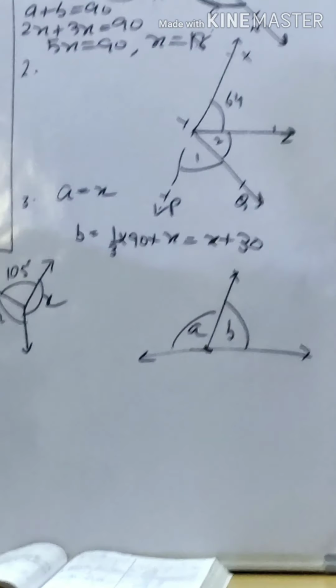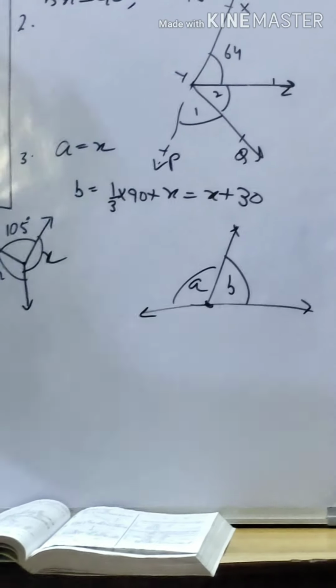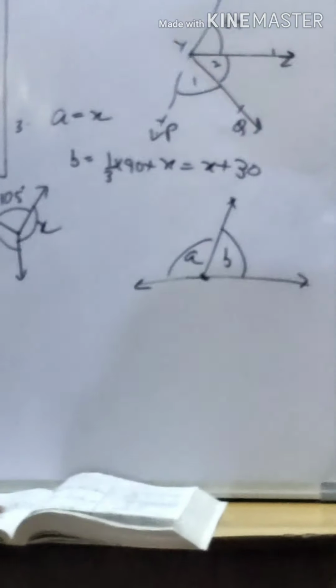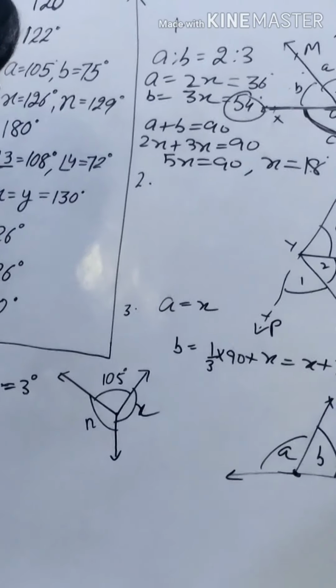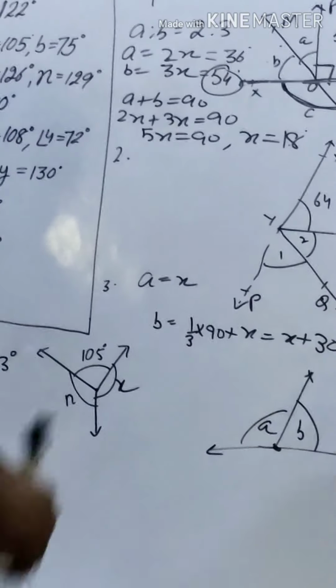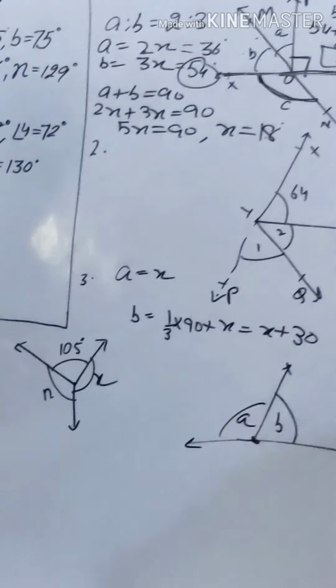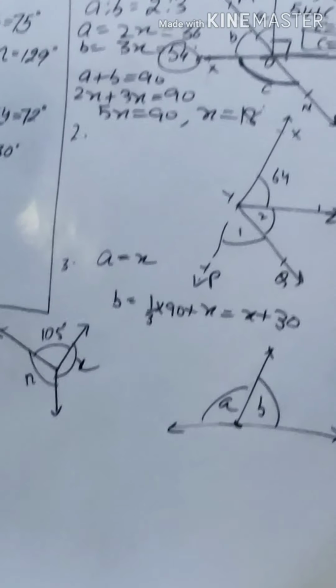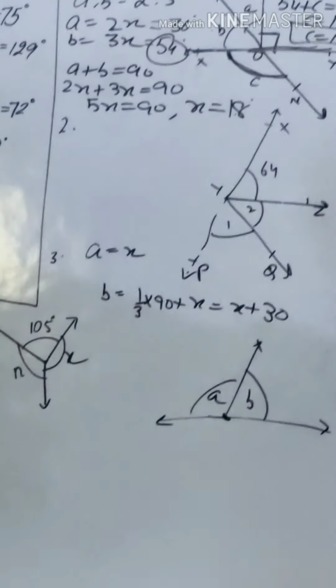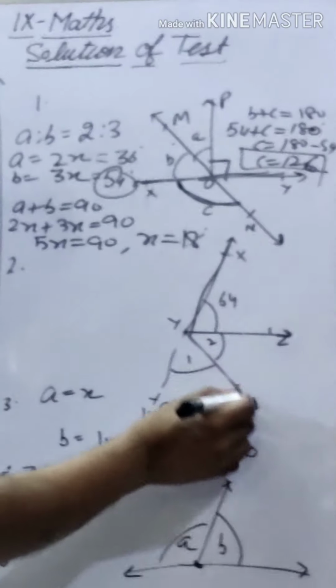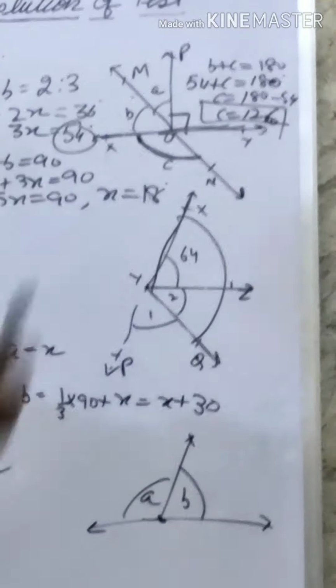Clear this? Any problem? Now next is the second question. What was the second question, my dear students? In the second question, angle XYZ is given as 64 degrees and XY is produced to a point P. If ray YQ bisects ZYP, then find the value of XYQ. This angle he is asking.